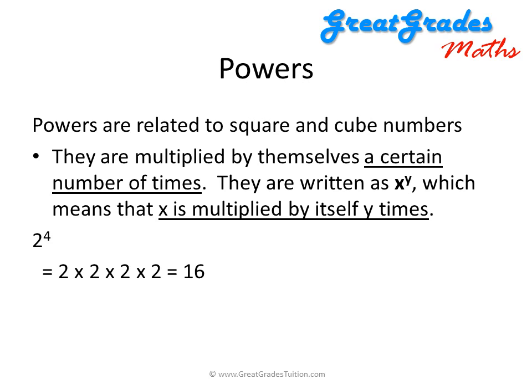And notice that we have the 4 in front of the 2, and the little 4 means that the number 2 appears in the calculation 4 times. So we have 2 times 2, which is 4, times 2, which is 8, times another 2, which is 16. So the final answer of 2 to the power of 4 is 16.